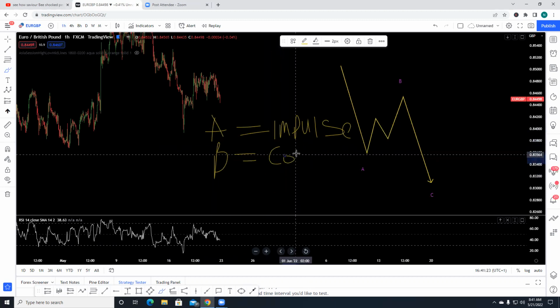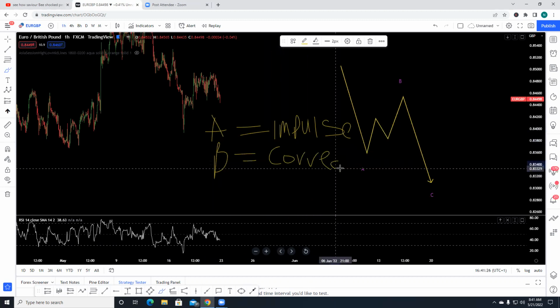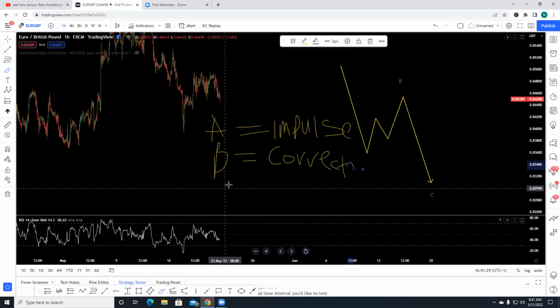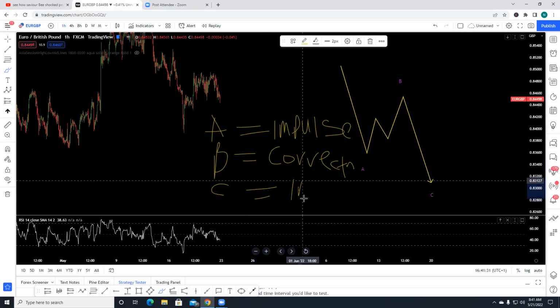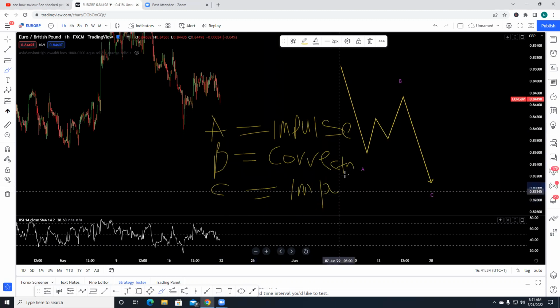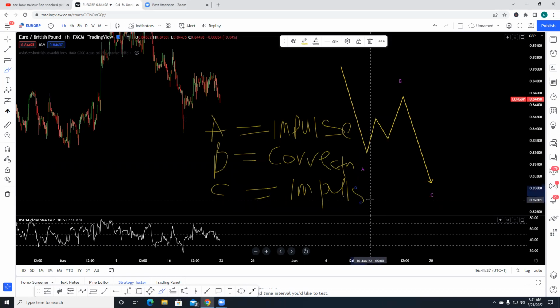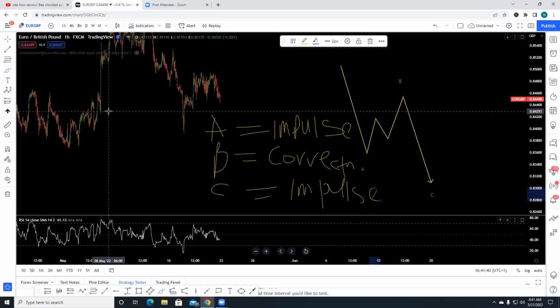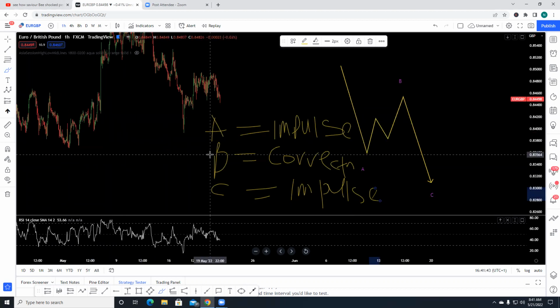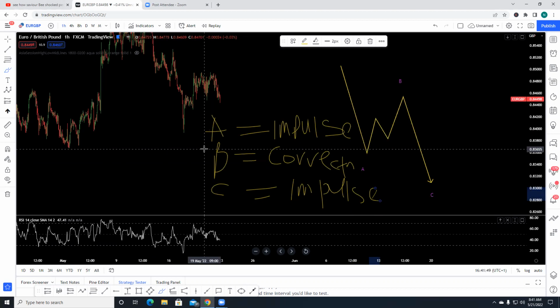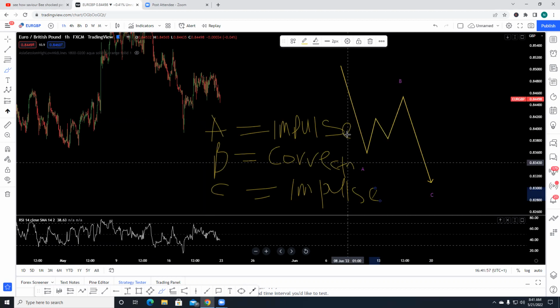Correction. And then wave C is equal to what? An impulse. Every time I mention an impulse, it is a 5-wave structure. But I have told you, you may not see it with 1, 2, 3, 4, 5, because some of you will be looking for how to identify 1, 2, 3, 4, 5. Do not waste your energy on recognizing the wave count. What you should devote your time to is the characteristics of wave A, wave B, and wave C.